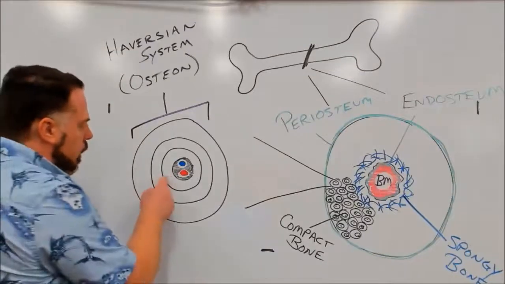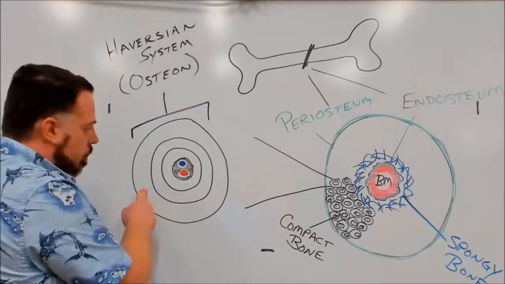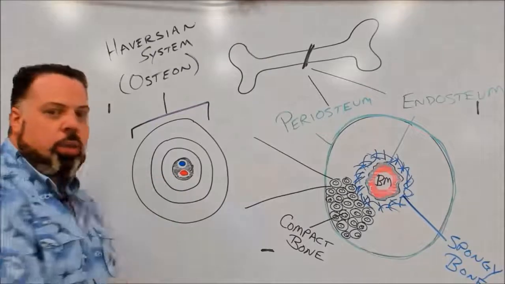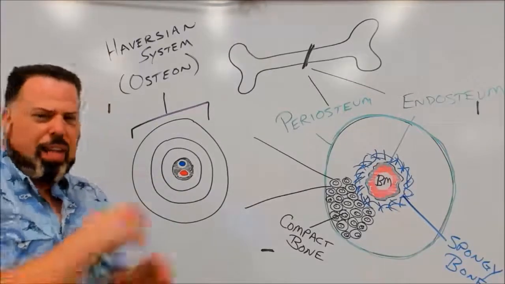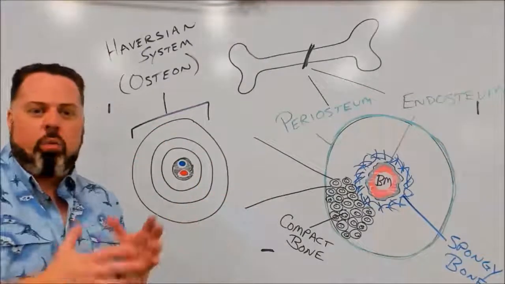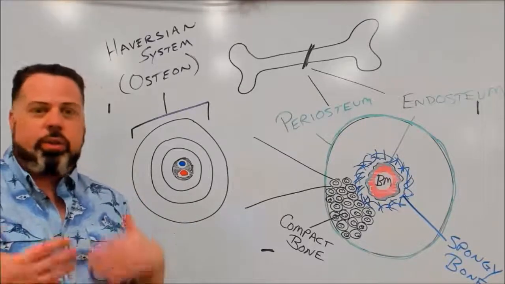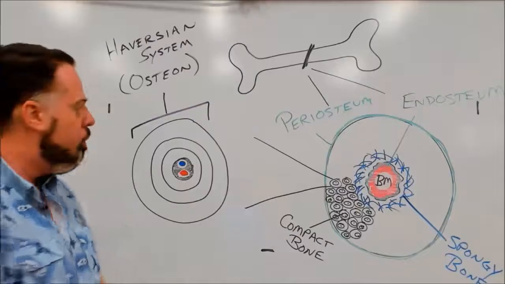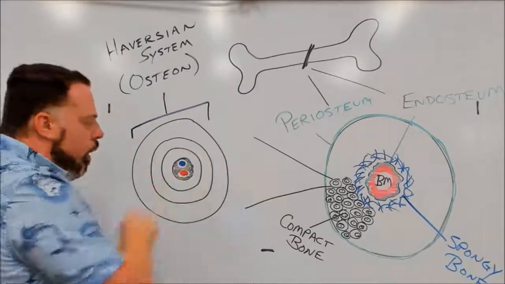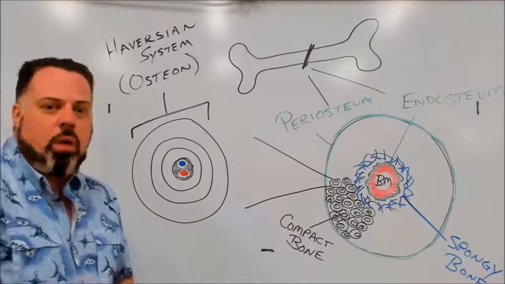You will also see layers going on here. These layers are referred to as lamellae. Okay, I don't have much room to put everything else on here in words, but just refer back to the histology section. You'll see it all in there, all the words and stuff. So these concentric rings are referred to as lamellae.